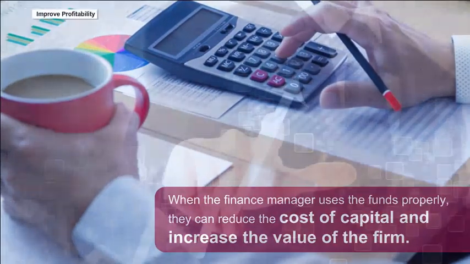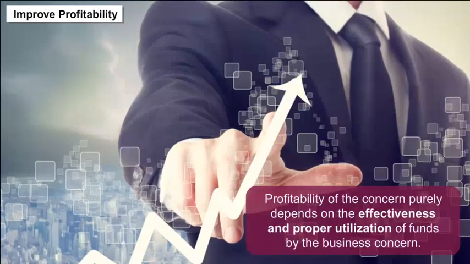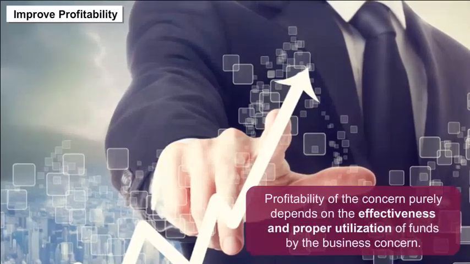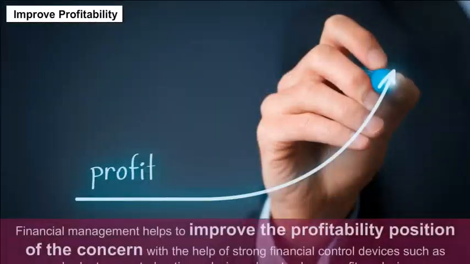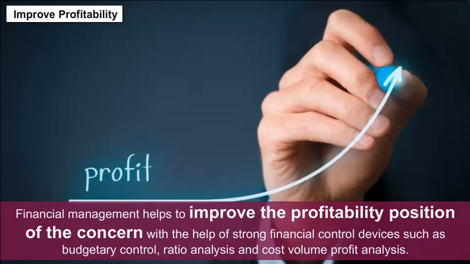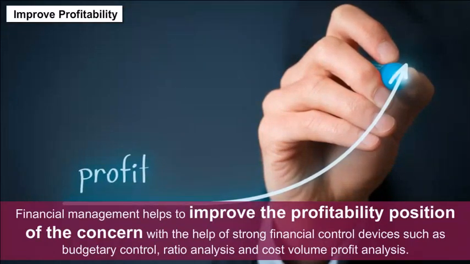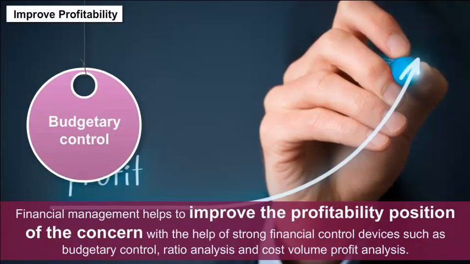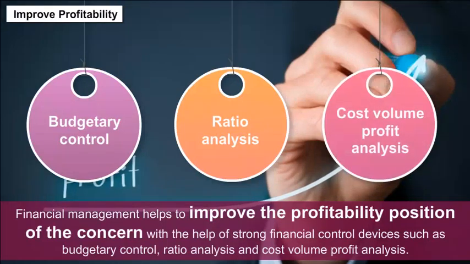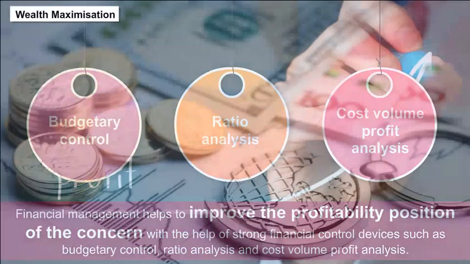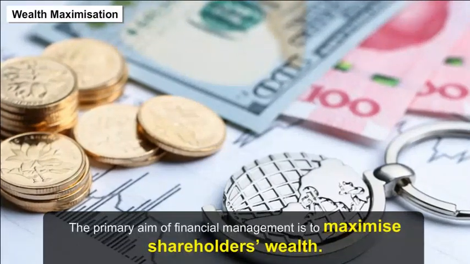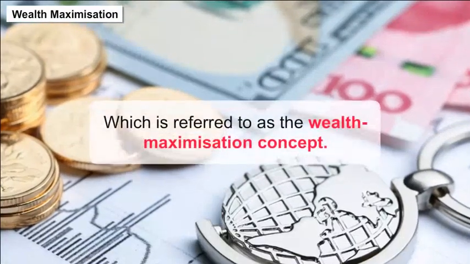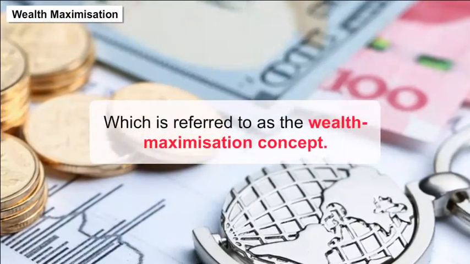Improve profitability. Profitability of the concern purely depends on the effectiveness and proper utilization of funds by the business concern. Financial management helps to improve the profitability position of the concern with the help of strong financial control devices such as budgetary control, ratio analysis, and cost-volume profit analysis. Wealth maximization. The primary aim of financial management is to maximize shareholders' wealth, which is referred to as the wealth maximization concept.